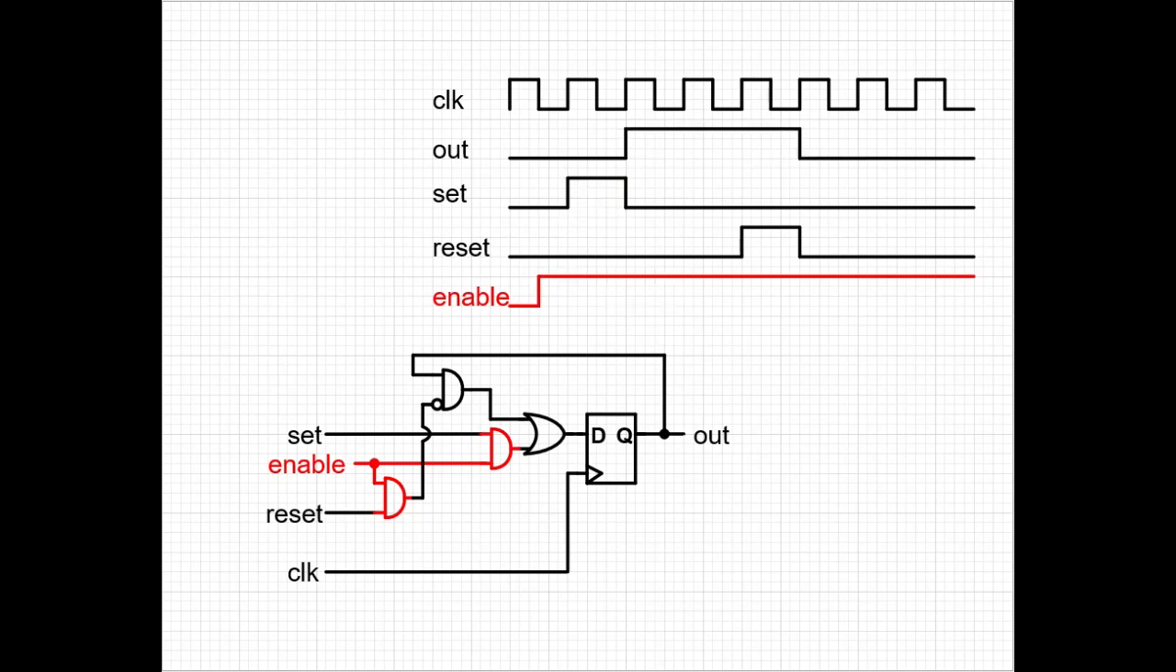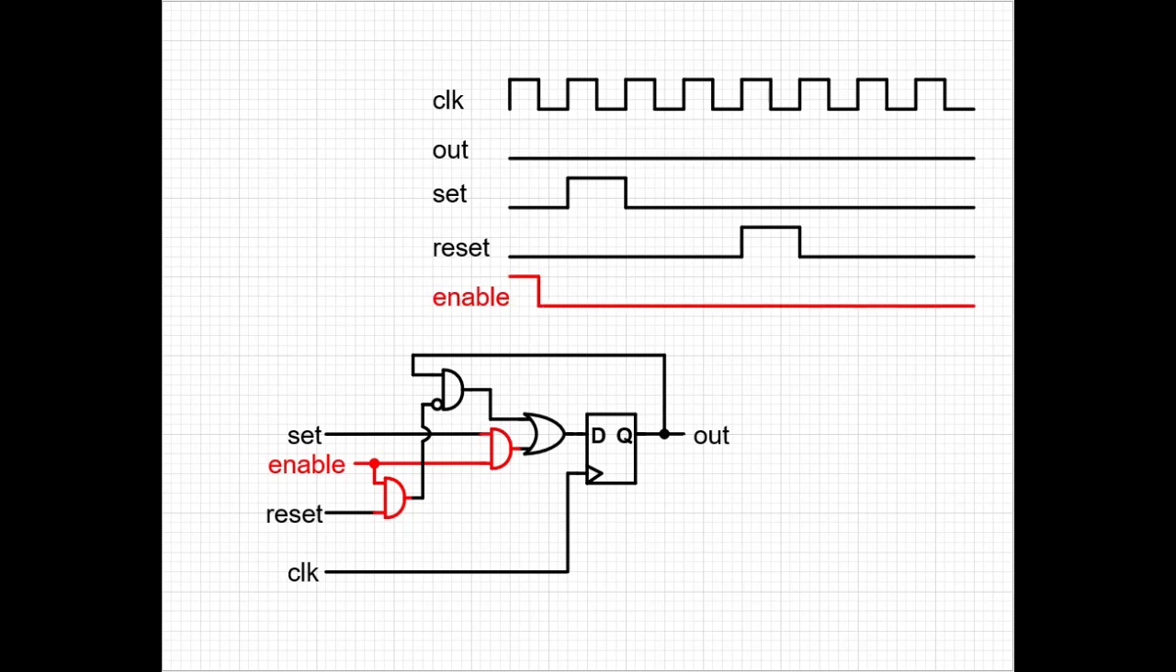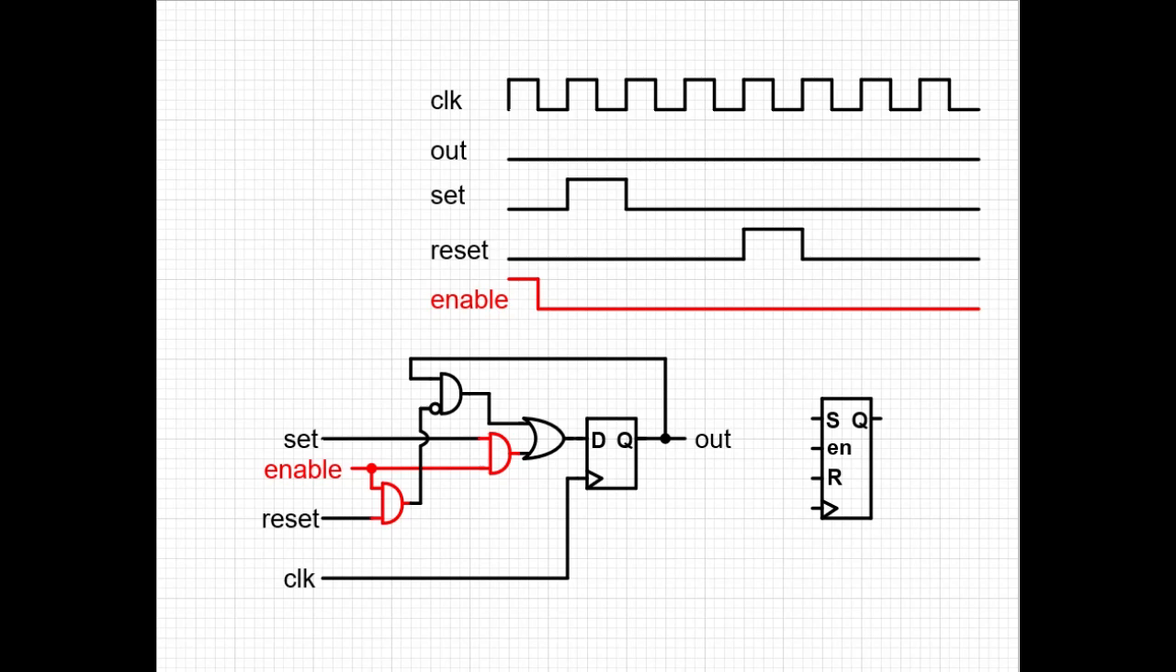In practical applications, though, we usually find the enable either active, allowing the latch to operate as a set or a reset, or the enable might be inactive for long periods, essentially disabling the latch, leaving it in whatever state it was when the enable went inactive. We can collect the circuit together in a symbol with a set, an enable, and a reset.